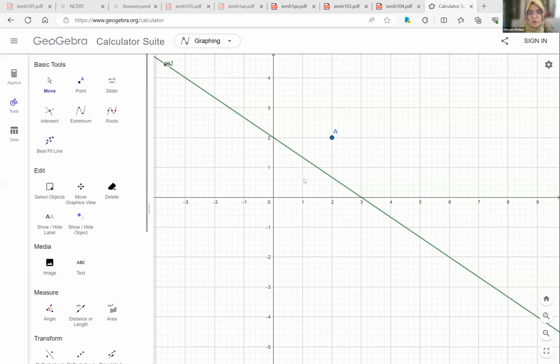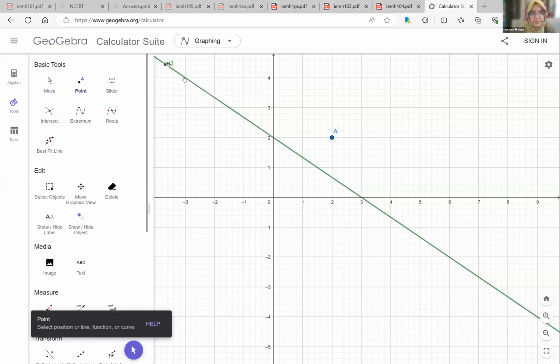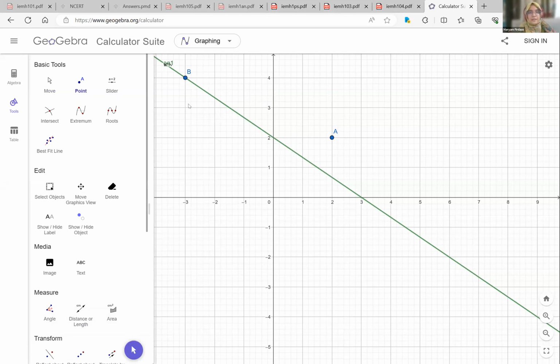Okay. So let's say, look at this point. Can you see the point B over here? This is the point B. It lies on the line, right? Minus 3 comma 4. Good. So minus 3 comma 4.